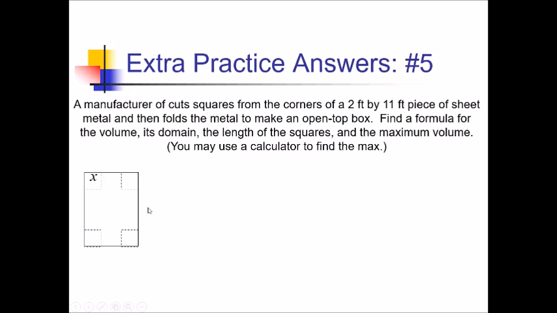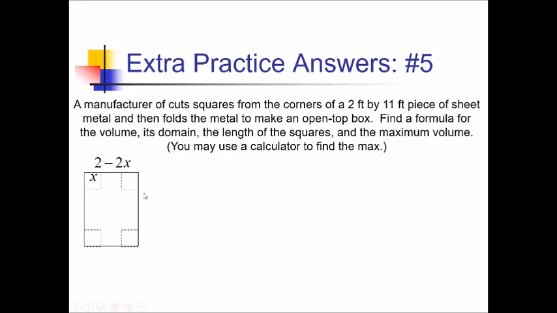Now let me see if I can express the other dimensions, the length and the width, in terms of this x. So when the problem starts, this side here is, say, 2 feet, and this side is 11. It doesn't really matter which is which, but pick a direction and go with it. So anyway, if we've got 2 feet here, but we've cut x out of each side of that, we now have 2 minus 2x feet for this dimension after we fold up this side.